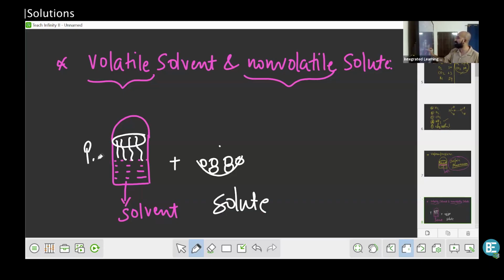So this is called P naught. This is read as naught. In case you don't know, this is read as naught. So this is P naught. P naught is the pressure of pure solvent.